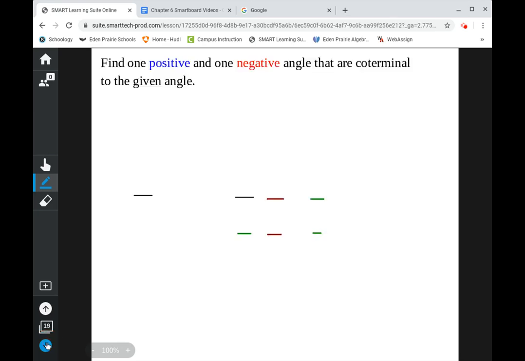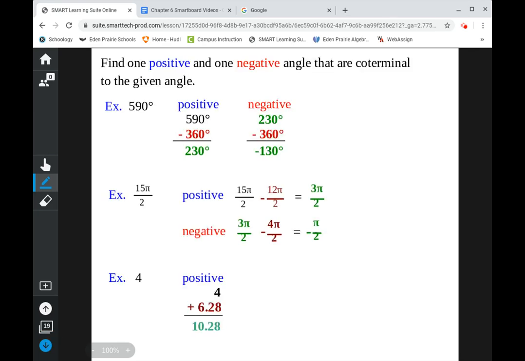For 4, remember, think about pi as 3.14, so 2 pi is 6.28. If I add 6.28, I get 10.28 as a positive coterminal. If I subtract 6.28, I get negative 2.28. Again, that's a positive and a negative coterminal angle to the angle 4 radians.